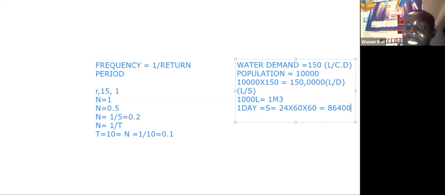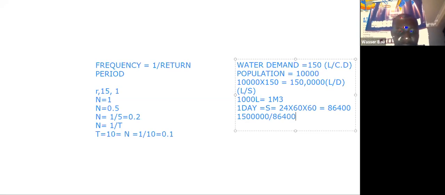So if I'm to convert this to liters per second now, it's going to be 150 divided by 86,400. The unit now will be in liters per second. So we have 150 divided by 86,400. That will give you 17.4 liters per second.